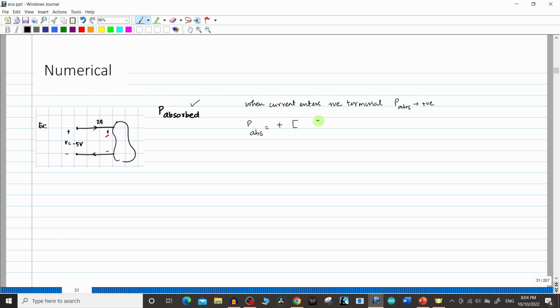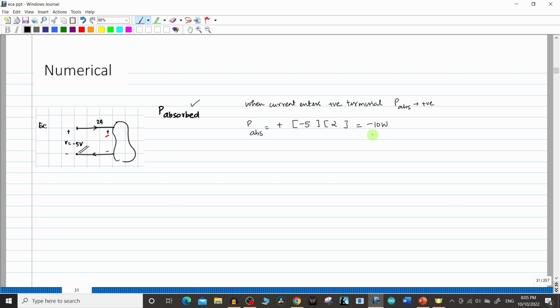I have to take the voltage value and multiply it by the current value. The voltage value given is minus 5 volt. You don't change the value, just put it directly here. So it is minus 5 into 2. This will be minus 10 watts. So the power absorbed is equal to minus 10 watts.